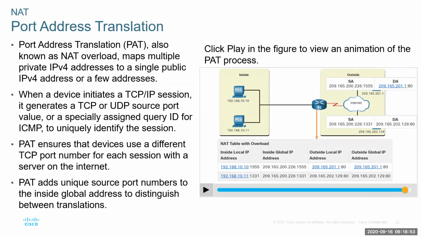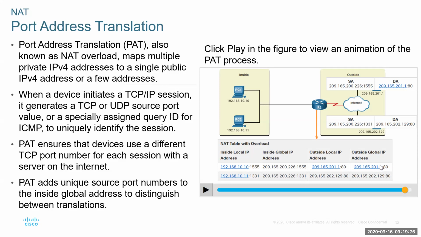Along with NAT, you have what is called PAT, which is port address translation. This is typically known as NAT overload. The idea is that it maps multiple private IP addresses to a single public address, or a few addresses. When a device gets a TCP/IP session, it generates a TCP source port, and specifically assigns a query ID for ICMP to resolve. So what does this all mean? The idea is that you will translate inside port ranges to your outside ports that go on the outside.